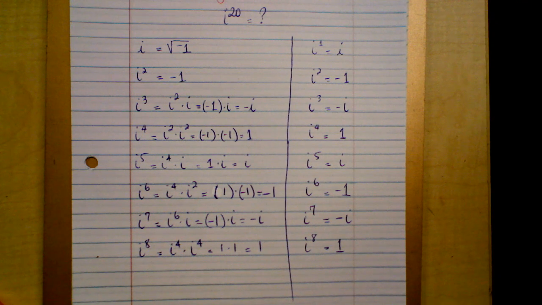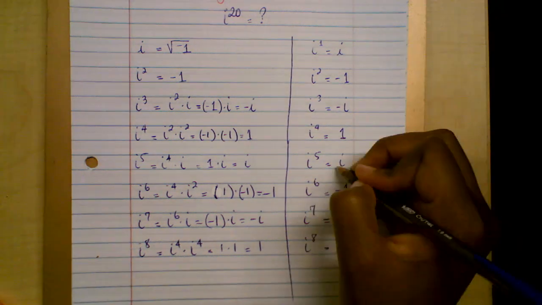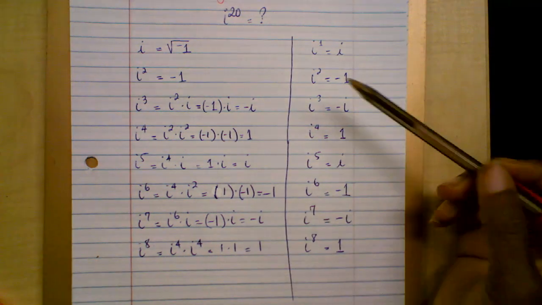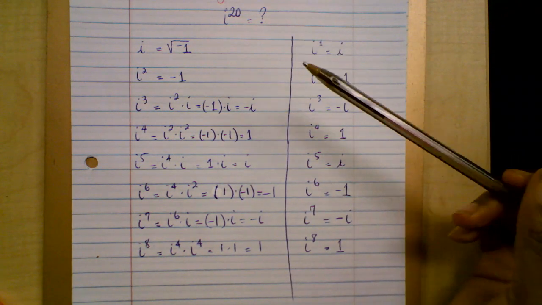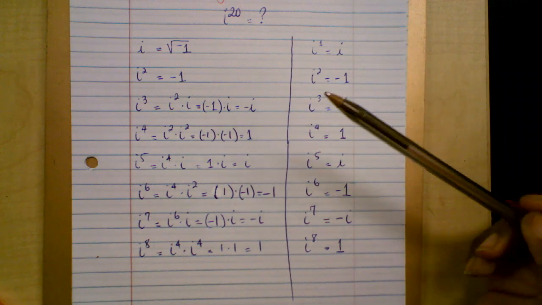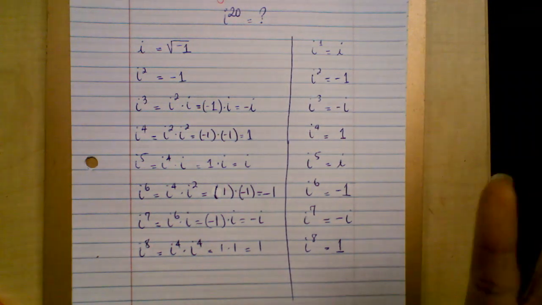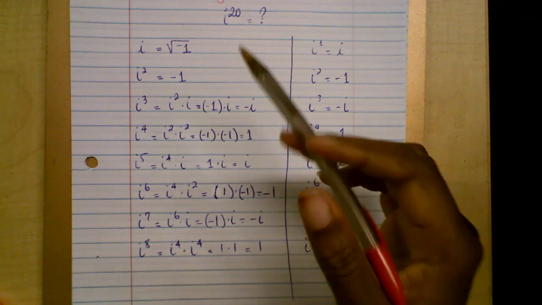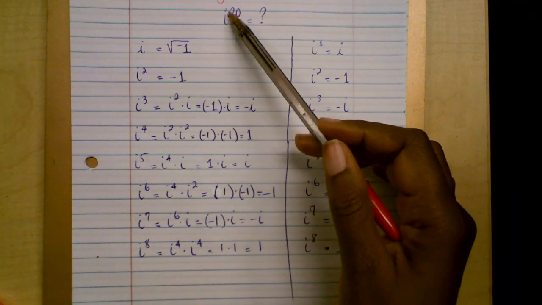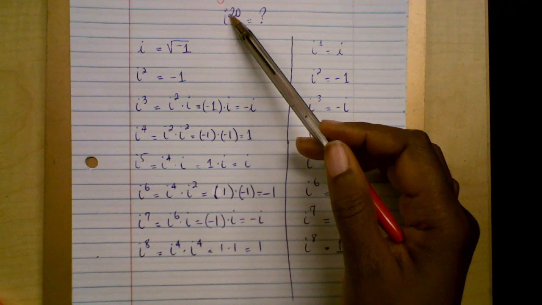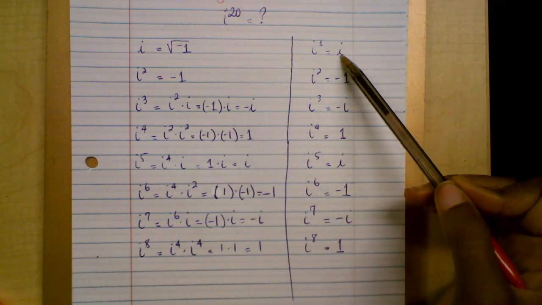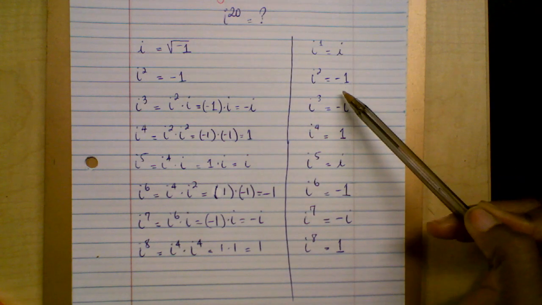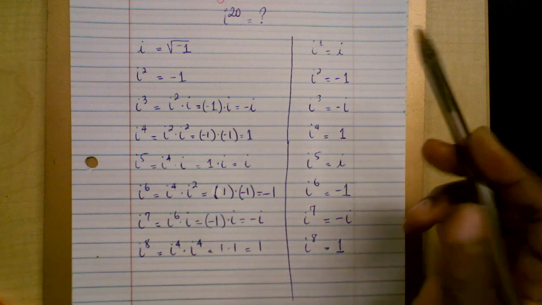Can you see the pattern? Okay. So remember that i raised to a power can only have 4 values. There are only 4 possible values that i to the 20th power, or i raised to any higher number, can be. It can only be i, -1, -i, or +1.